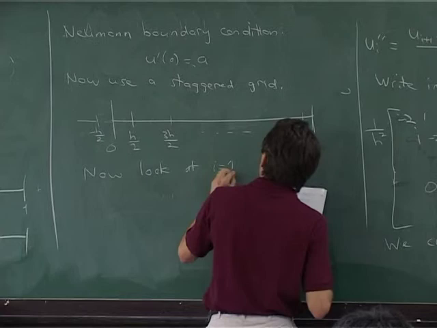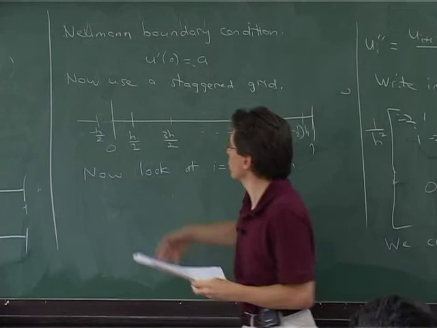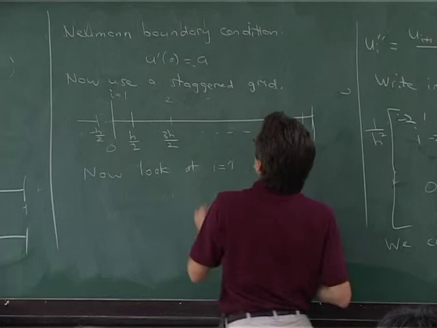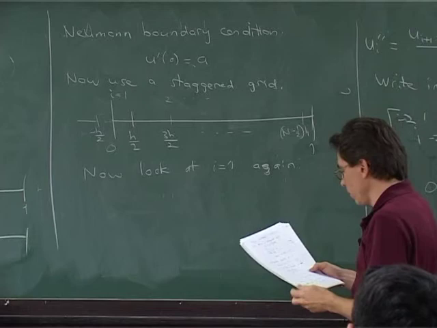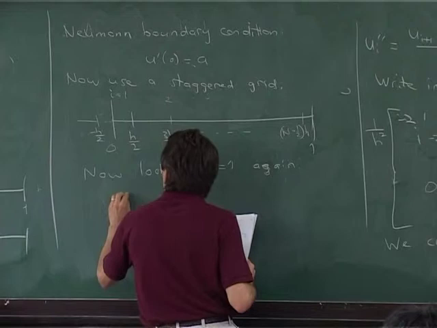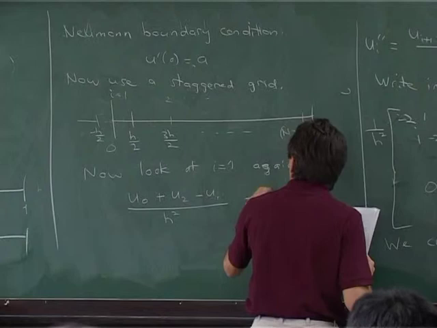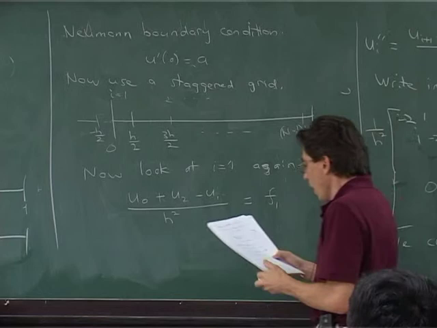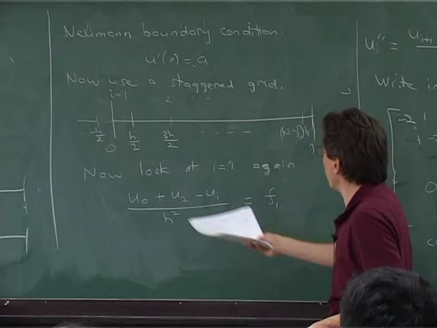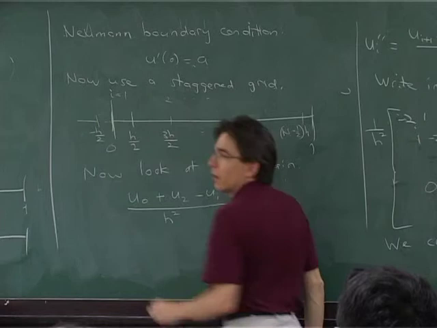So now, if we go back to this point, the i equals 1, 2, so on. Take this operator again. You again get u squared. This is your problem that you want to solve. And so to impose the boundary condition, you require that the derivative is zero here.